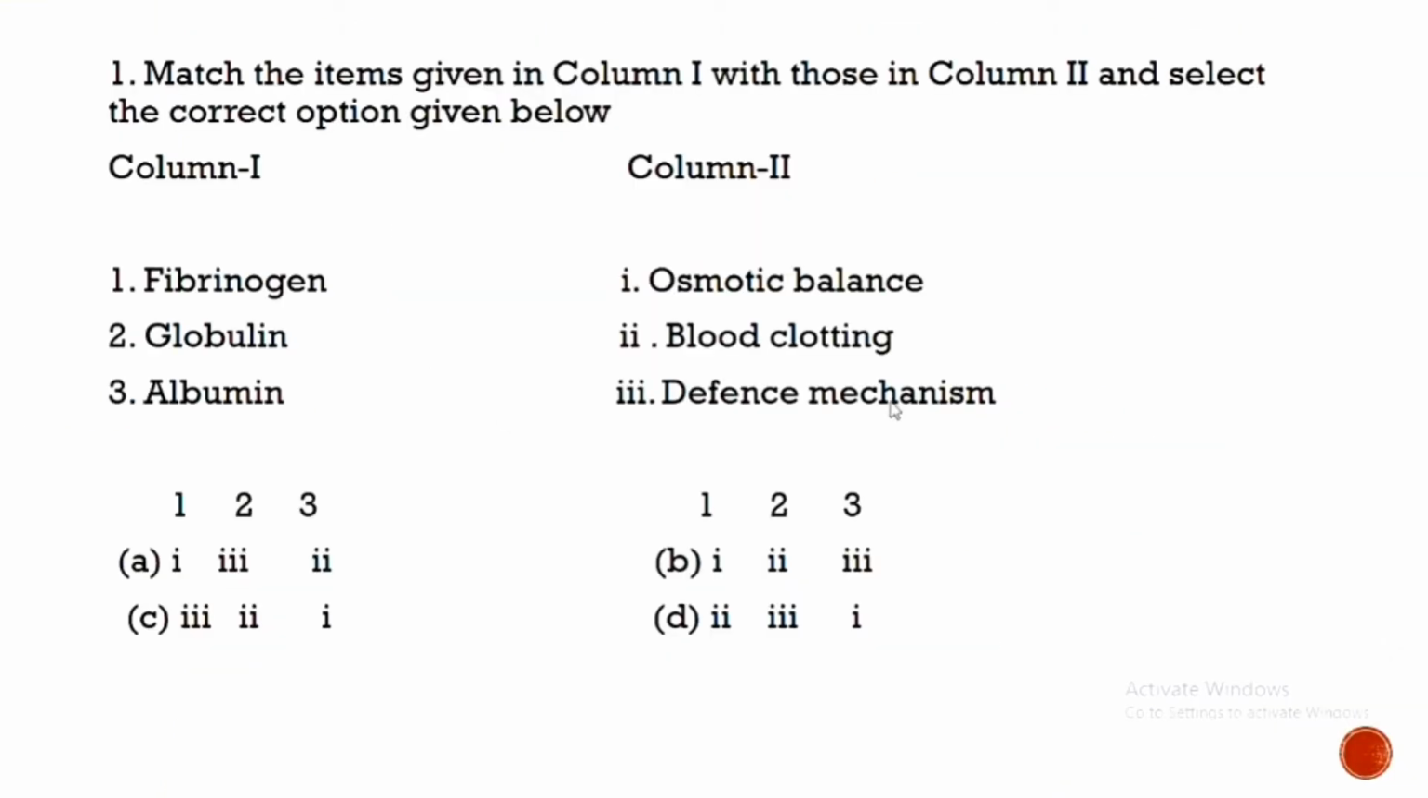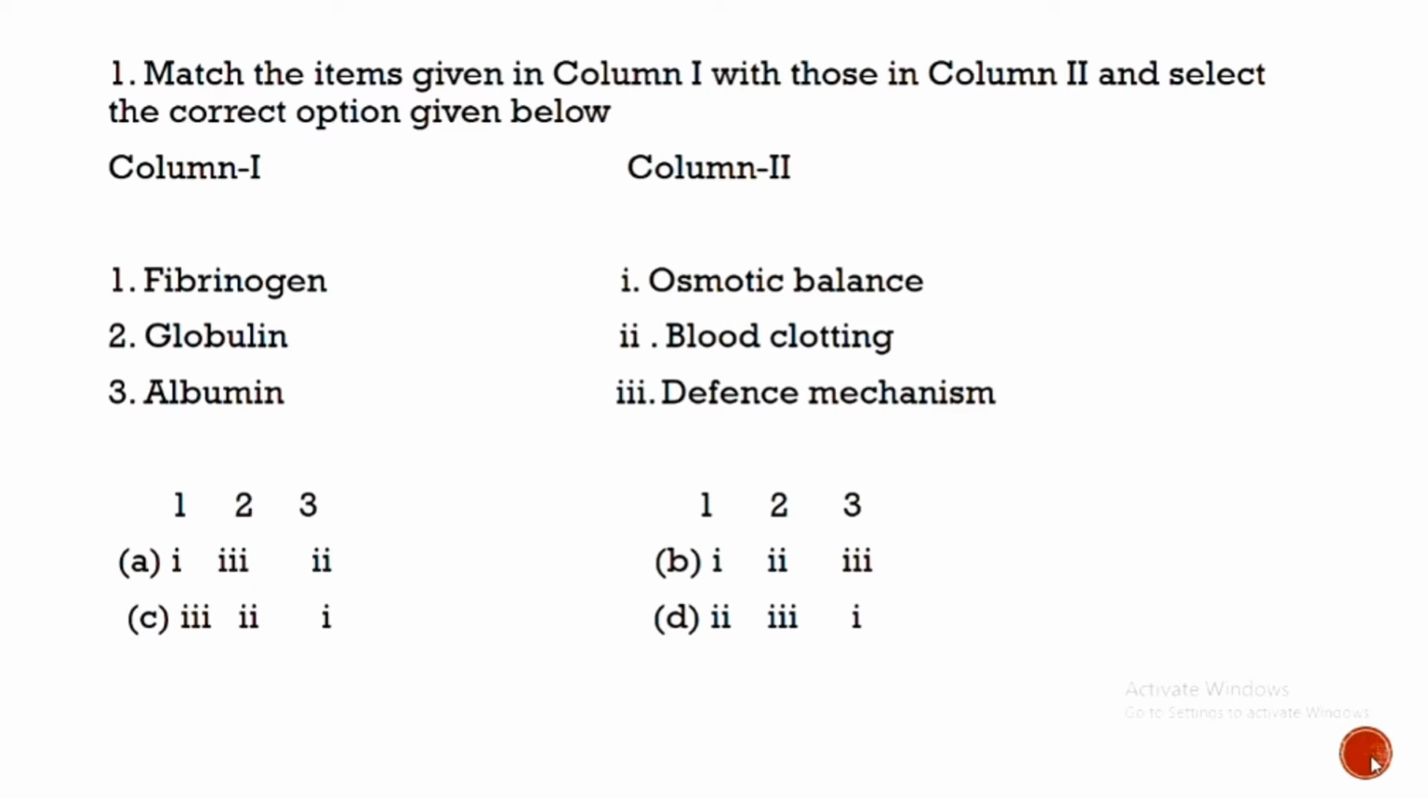Question number 1. Match the items given in column 1 with those in column 2 and select the correct option given below. So column 1, number 1, fibrinogen. So what is fibrinogen? You have to know it. Fibrinogen is a soluble protein that is stimulated by thrombin and gets converted into the insoluble form, fibrin. The main function of fibrinogen is the formation of blood clotting, to seal the wound.